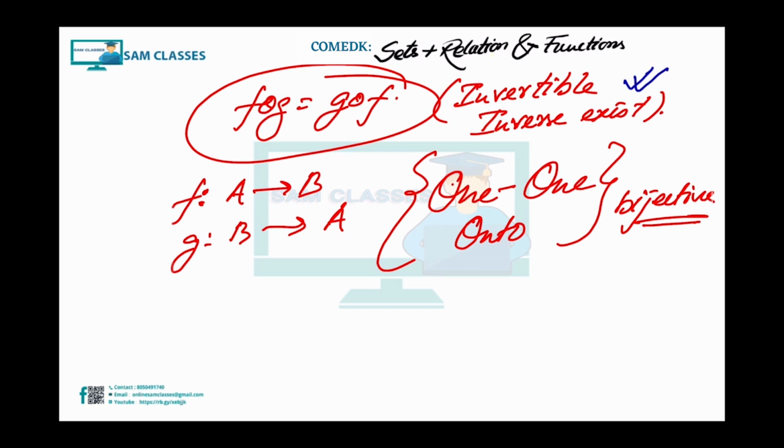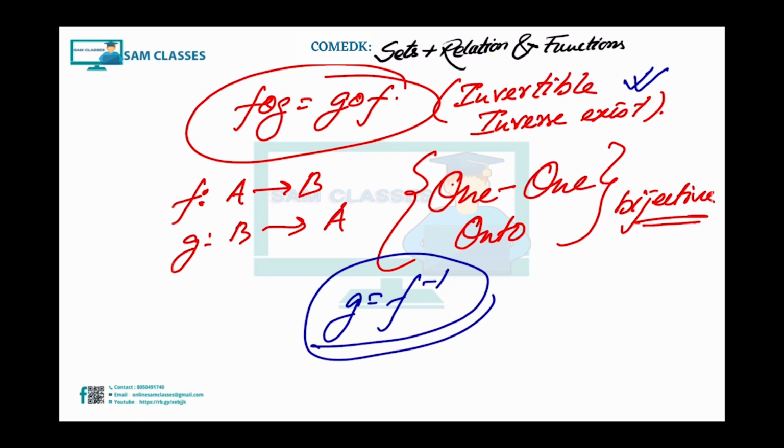Or we can say if fog equals gof, then we say the inverse exists, and the g function is nothing but the inverse of the f function. Clear? So very simple. While doing the questions in the PYQ and exemplar, we will go into much more detail about this.